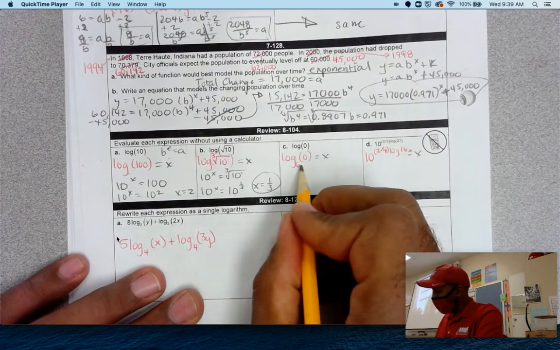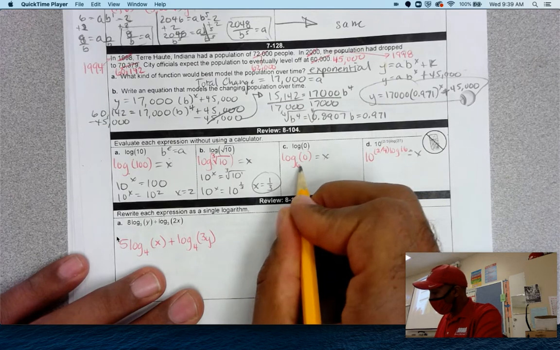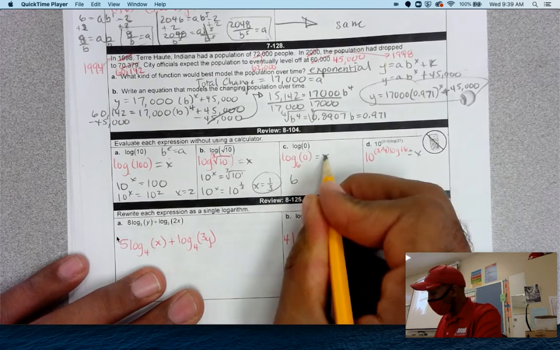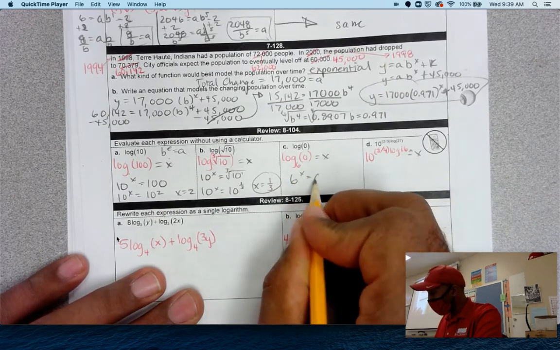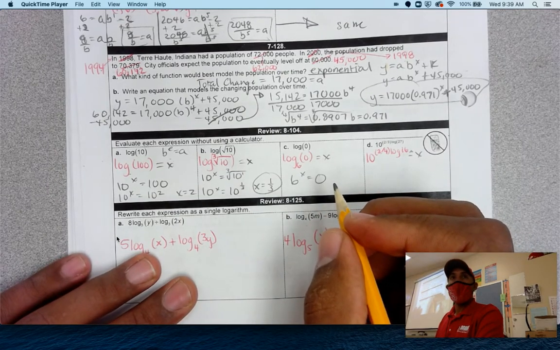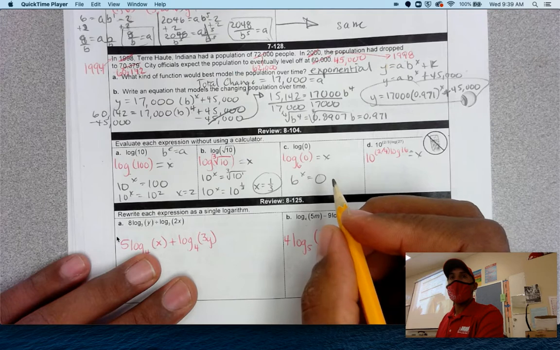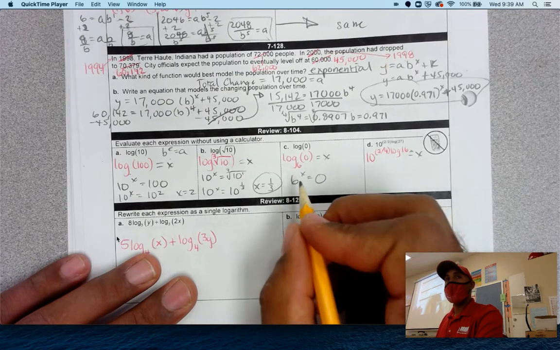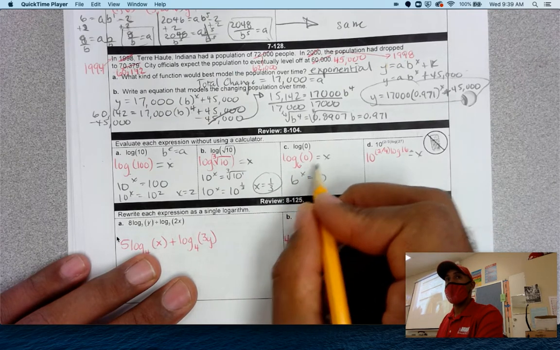Now here, again, let's go to exponential form. So 6 to the x equals 0. There's a problem there. There's no number that I can raise 6 to get it to equal 0.